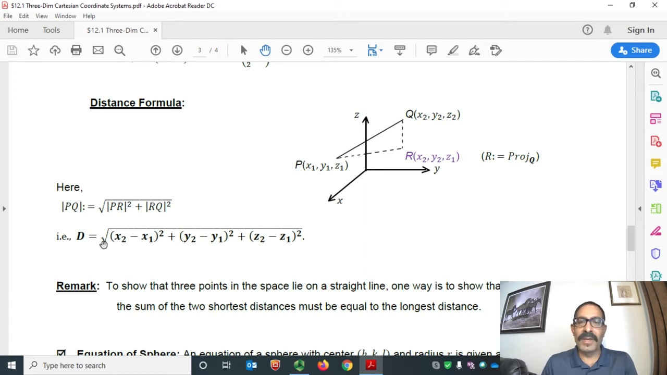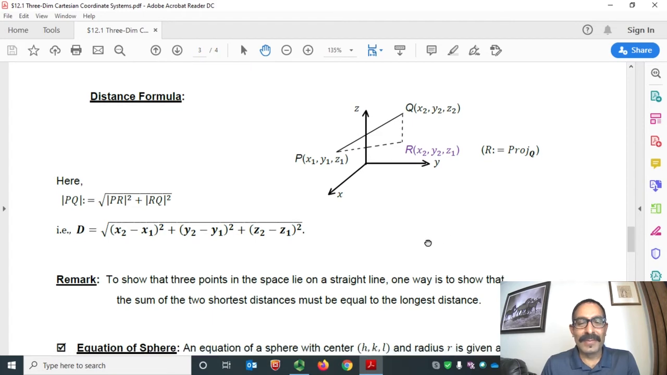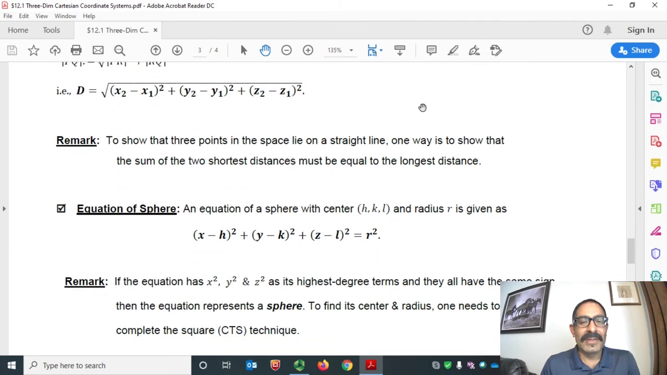So the distance formula in R3 is d equals the radical of x2 minus x1, squared, plus y2 minus y1, squared, plus z2 minus z1, squared. I hope this makes sense to you all. Quick remark: to show that 3 points in space lie on a straight line, one way is to show that the sum of the two shortest distances must equal the longest distance.